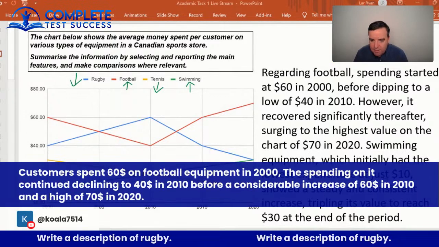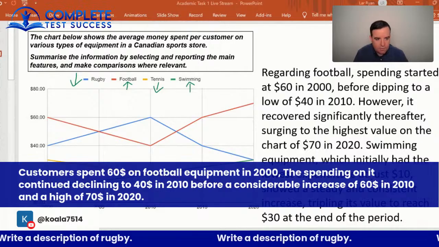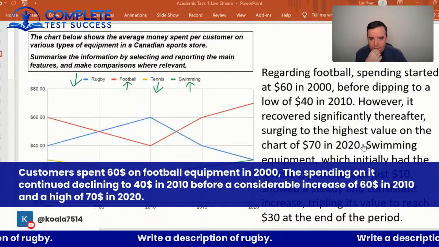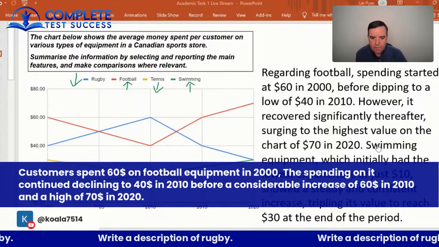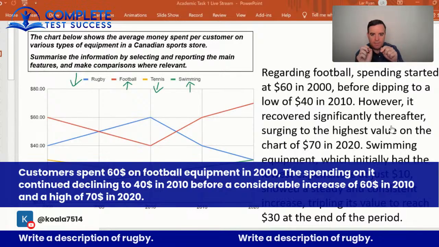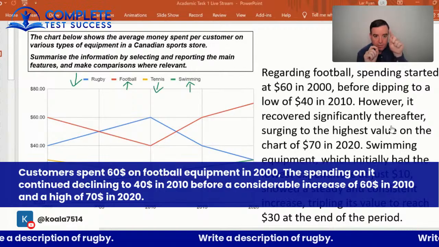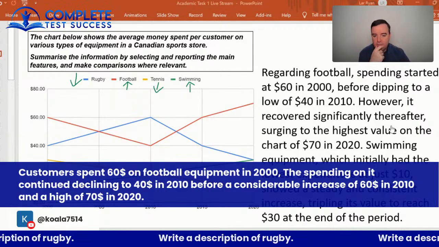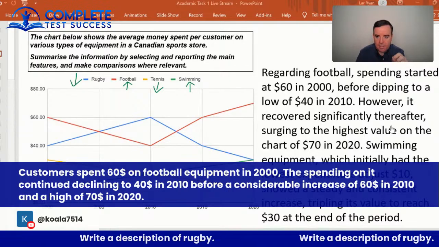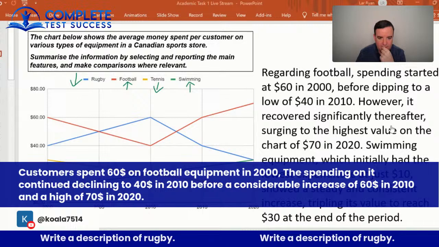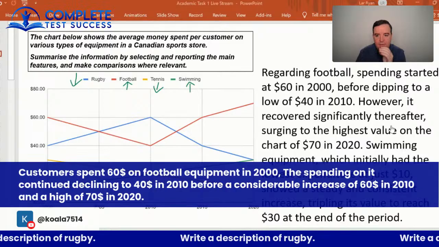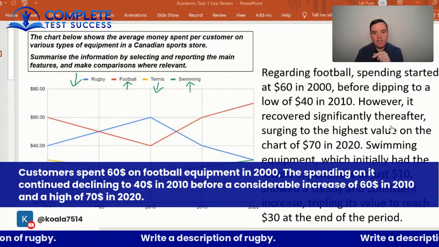Koala, customer spends $60 on football equipment in 2000. 60 in 2000, good. Now you have a punctuation mistake here. You said comma, the spending on it. So is this a new sentence? You have a comma, which makes it look like it's the same sentence, but you have a capital letter on the "the", which makes it look like it's a new sentence. So there's something wrong there. Maybe a full stop. The spending on it. Maybe the spending on this category. Continued declining. You cannot say it continued declining because it wasn't declining before that.